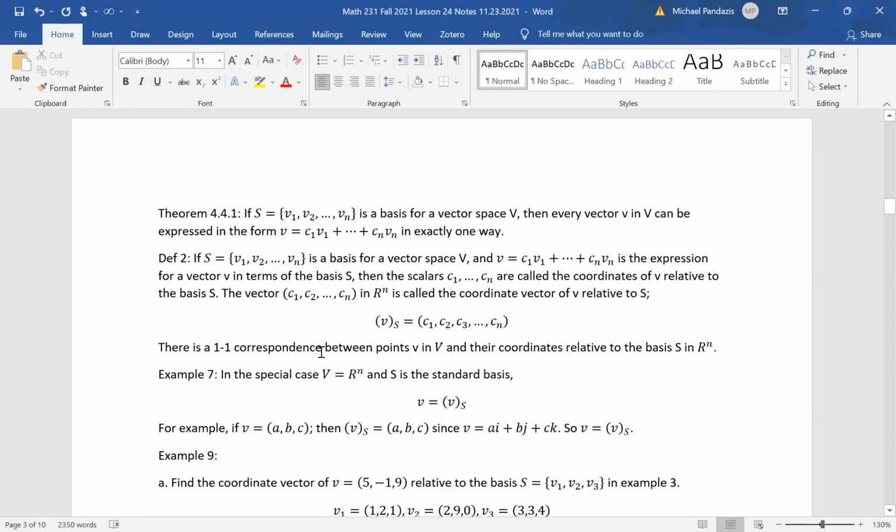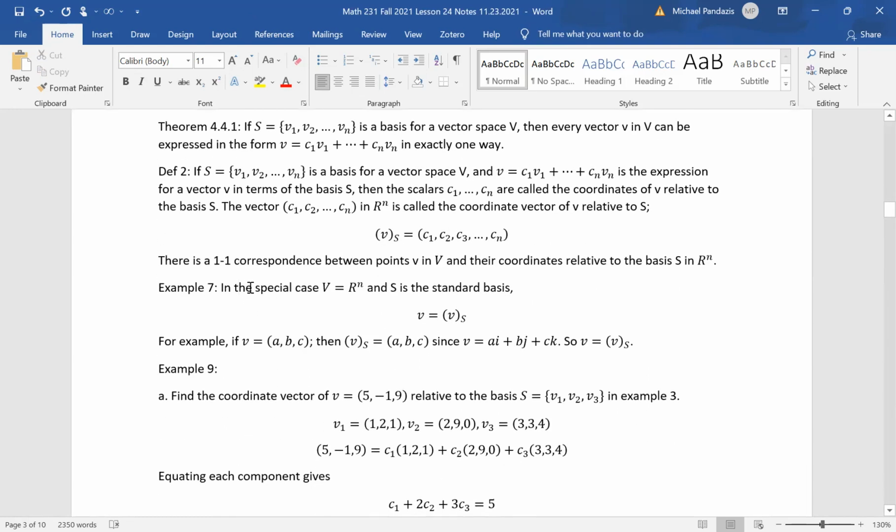And there's a one-to-one correspondence between points little v in capital V and the coordinates relative to the basis S in Rn. So every vector V in your vector space has corresponding coordinates relative to a fixed basis S in Rn. And for any n-tuple in Rn, you can think of that n-tuple as being the coordinates of a unique, distinct vector in your vector space. So given coordinates relative to a basis S, there's some vector in your vector space whose coordinates are those coordinates.